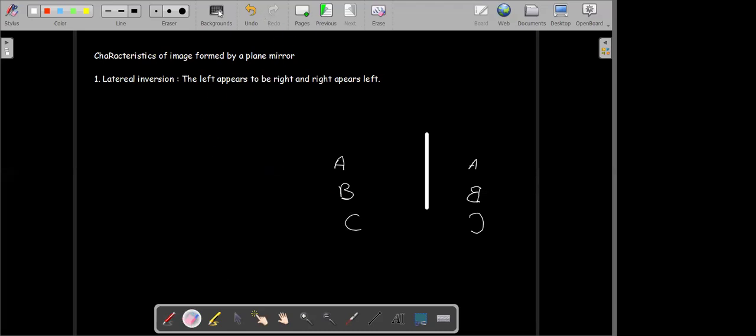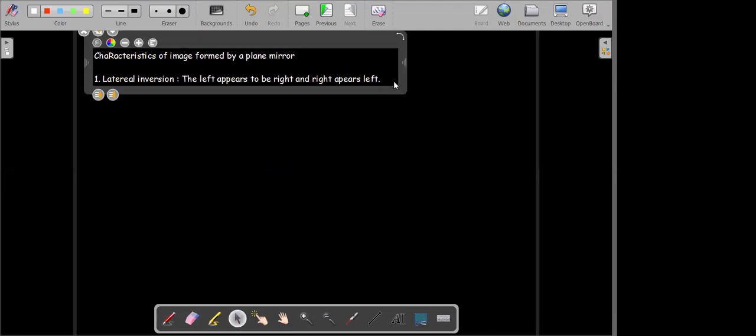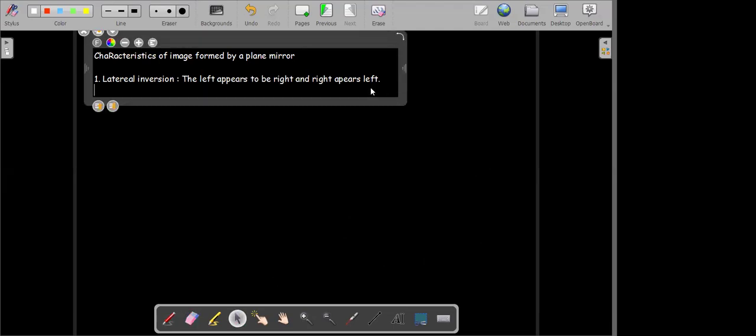Then we observe that the image formed is a virtual image. So in all these cases, we observe the image to be formed as a virtual image. So the second characteristic of this image is that the image is virtual and the same size as the object. So the size of the image is the same as the object. It is not changed. It remains the same.